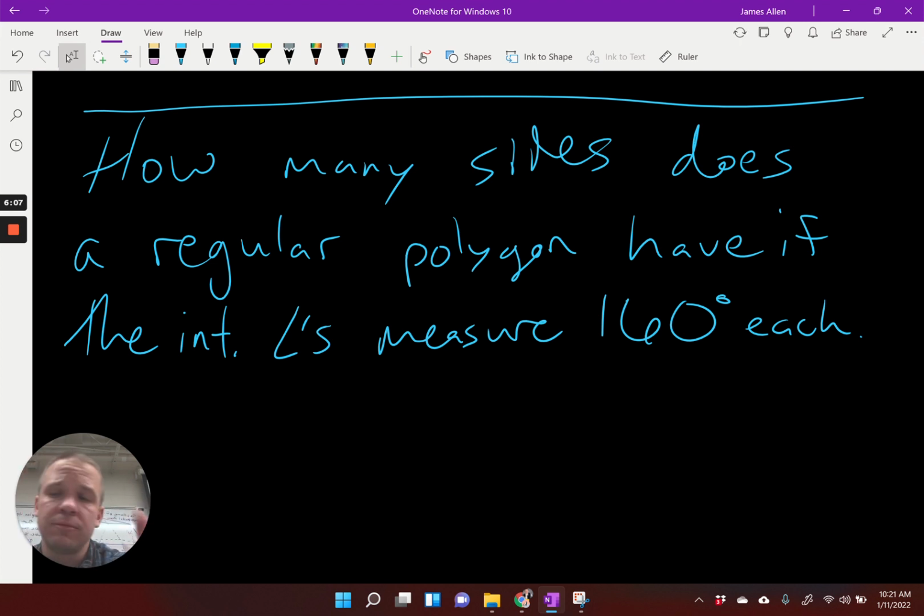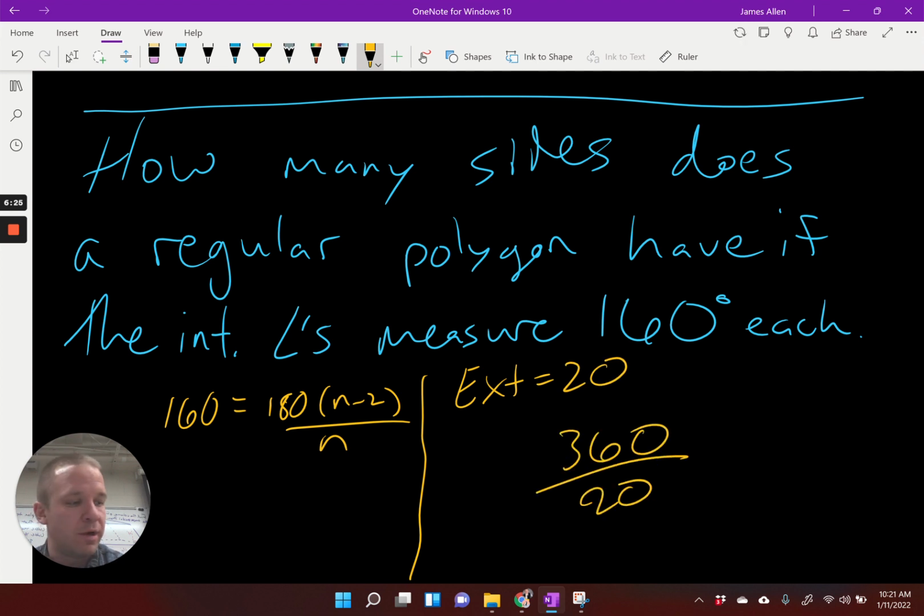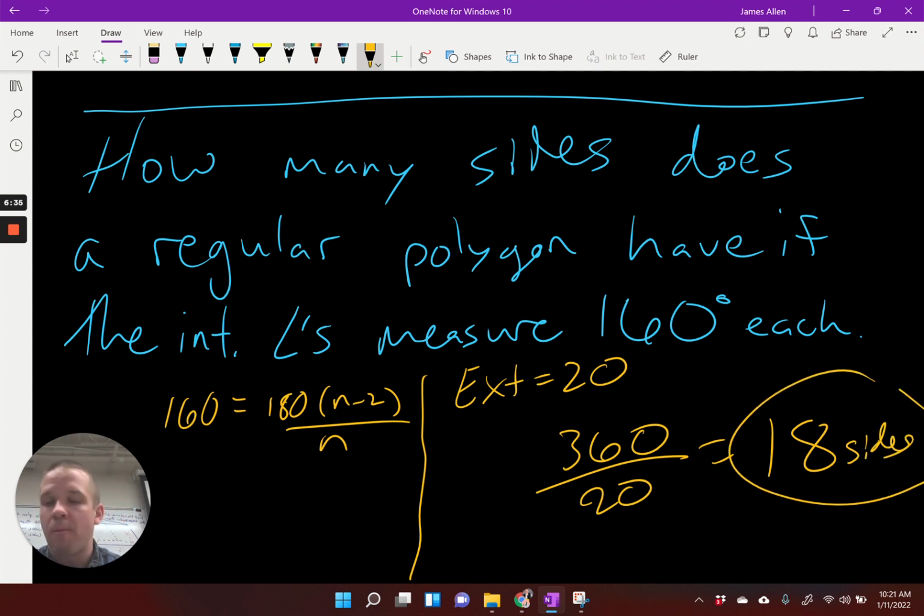I've got two options here. I could do 160 equals 180 times n minus 2 all over n. Or if the interior angle measures 160, the exterior is going to be 20. And I can just do 360 divided by 20, which is 18. So 18 sides. That's my answer, right?